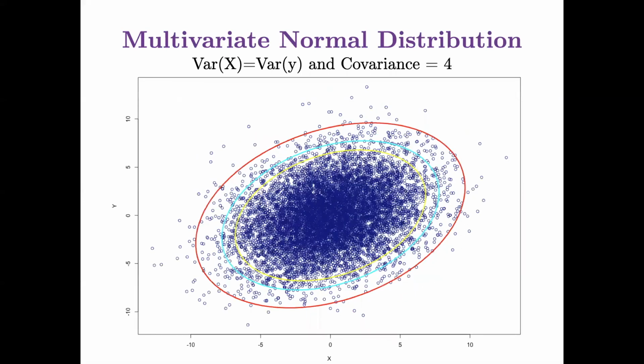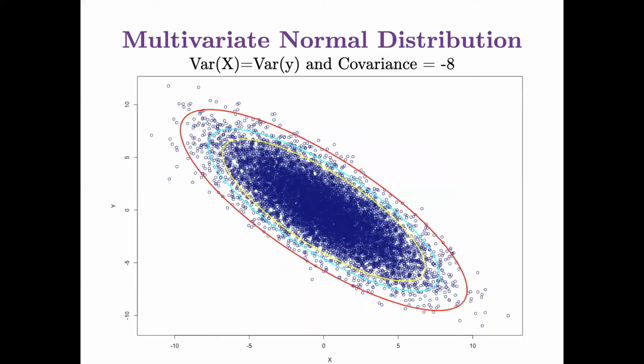If I add some covariance, I take that circle and I stretch it. So here I have a positive covariance of 4. You can see that as x increases, y tends to increase. If I make it a covariance of -8, the relationship becomes inverted, and as x increases, y tends to decrease. And the stronger the covariance, the tighter that relationship.